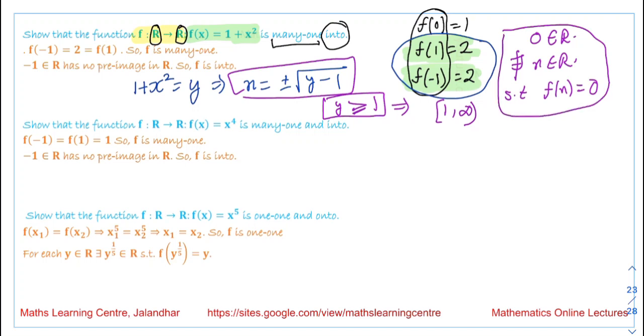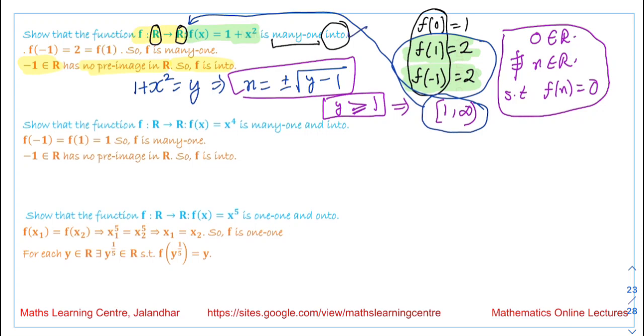Similarly, we have shown that for minus 1 belonging to R, there is no pre-image in R, so f is not onto. There are different ways to prove these things. We have proved here that this is the range set and it is not equal to the codomain of this function. So we are saying that this function is not an onto function, so it is an into function.